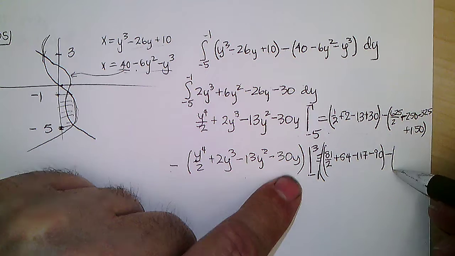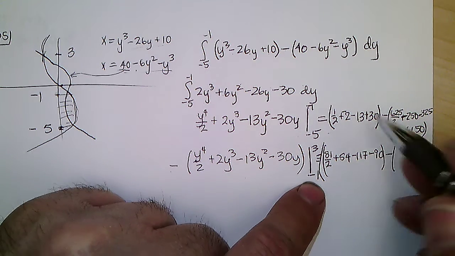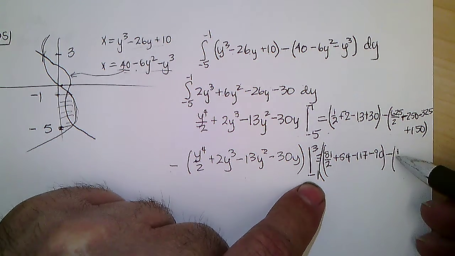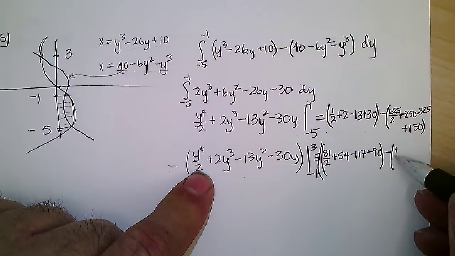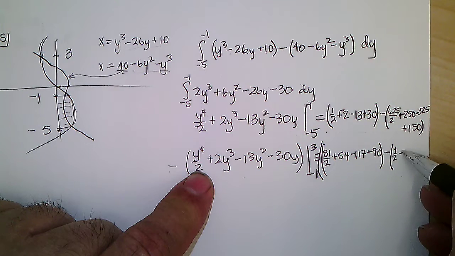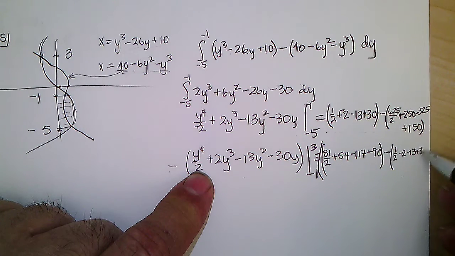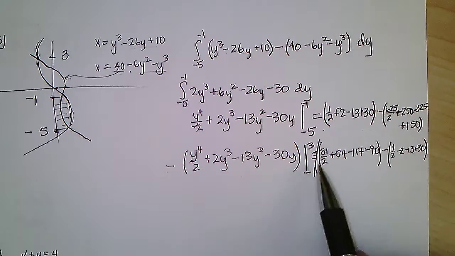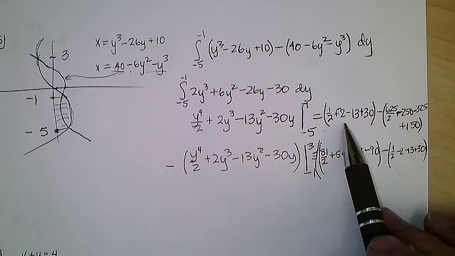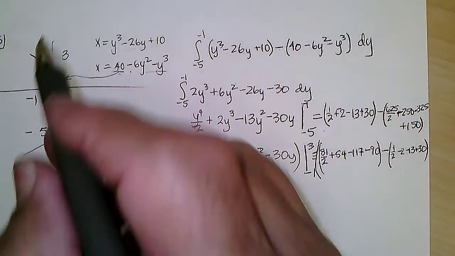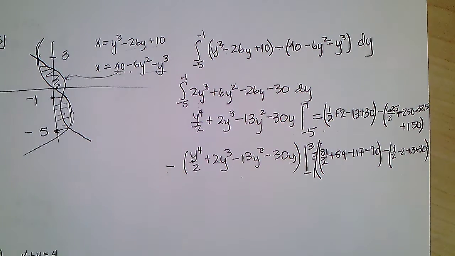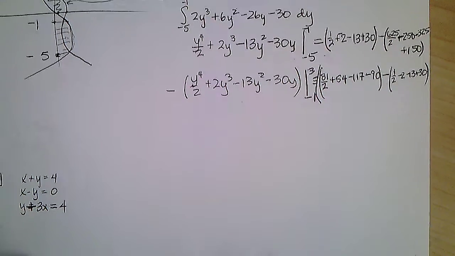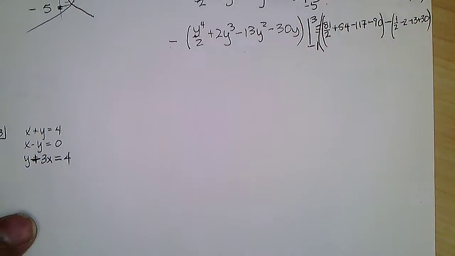And then I got to put in minus 1 into this same thing. So it's 1/2 minus 2 minus 13 plus 30. And if I take the negative of all this and that and add them up, I should get the areas between those two. Yuck. But I'm not going to do it. I'll let you do that.